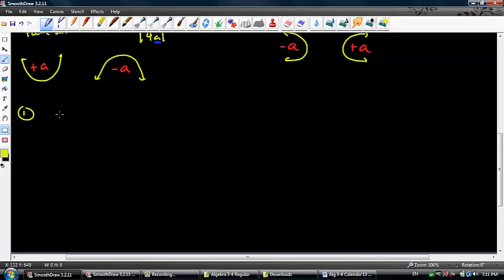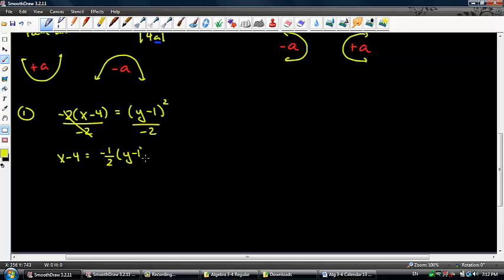I'm going to give you guys example 1 here. This is -2 times the quantity x minus 4 equals the quantity y minus 1 squared. When dealing with a parabola, you always want to ask yourself first, which one of these things is being squared? Y is being squared, which means we need to get x by itself. I'm going to divide by -2 on both sides. I get x minus 4 equals y minus 1 quantity squared divided by -2, which is the same thing as -1/2 times y minus 1 squared. Now I'm going to add 4 to both sides. So I get x equals -1/2 times y minus 1 quantity squared plus 4.